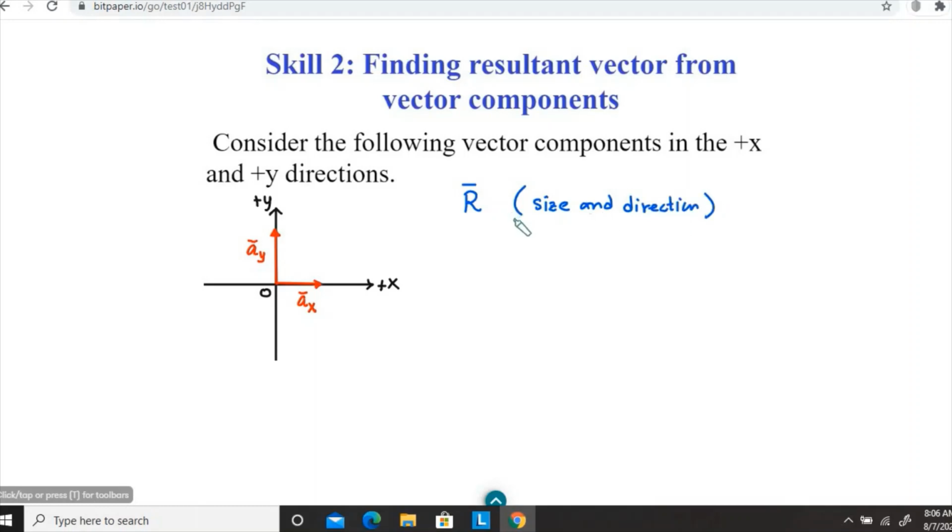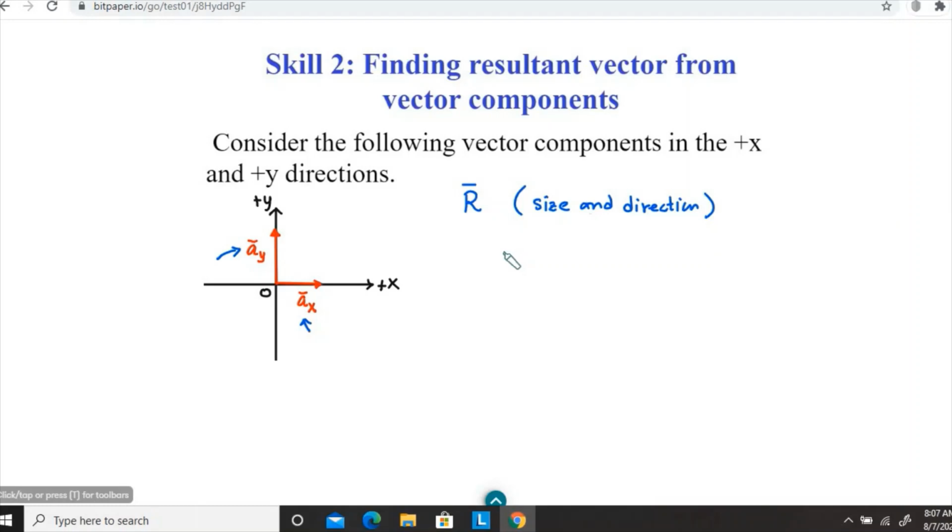So in this part, we are going to do that. We are going to find the magnitude of the resultant vector, and the direction of the resultant vector. So in this example, we have just one pair of perpendicular vector components, ax vector that is along the positive x direction, and the ay vector which is along the positive y direction. So how are we going to find the resultant vector?